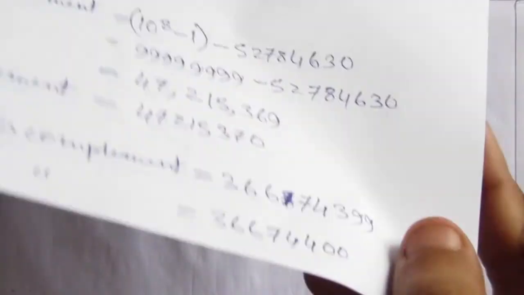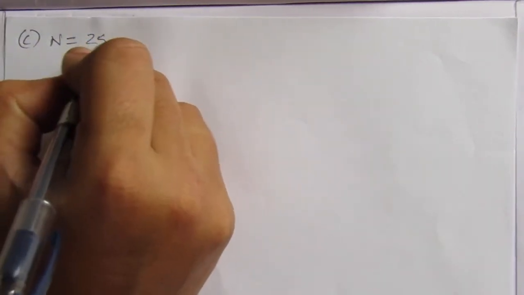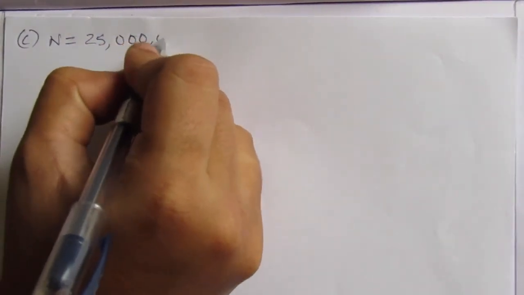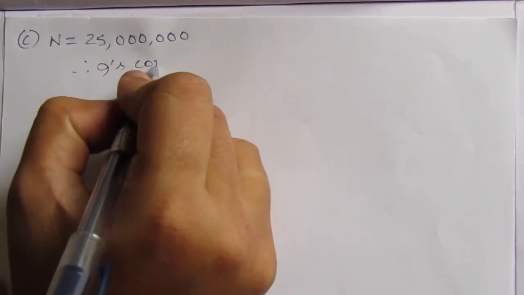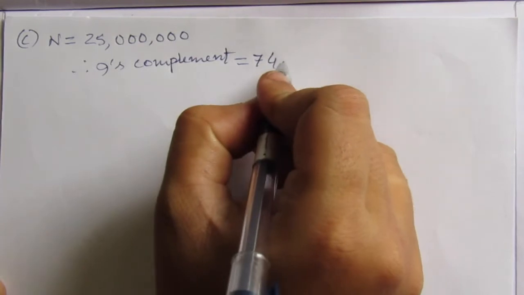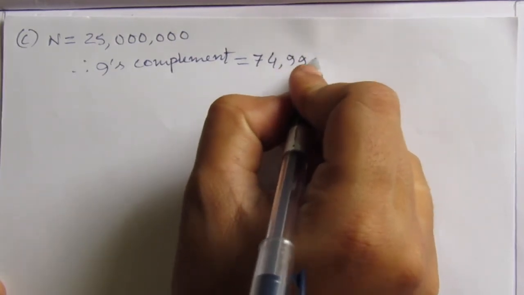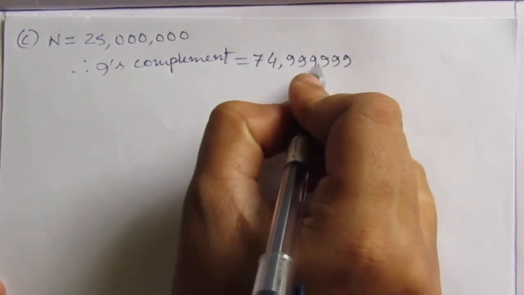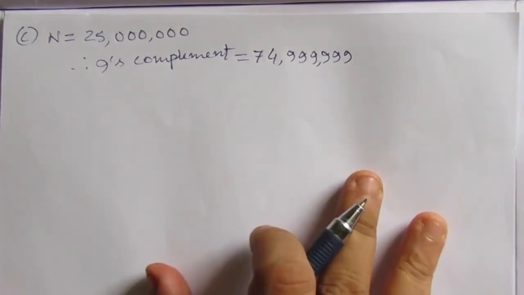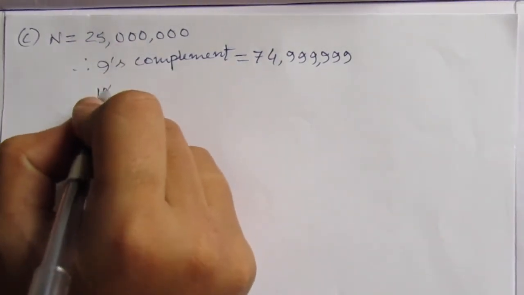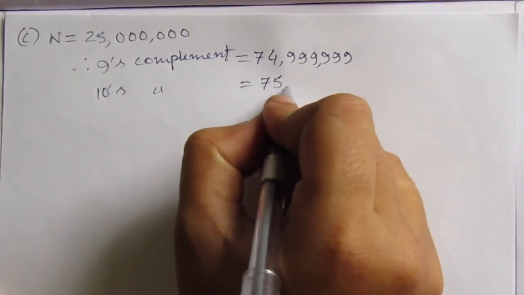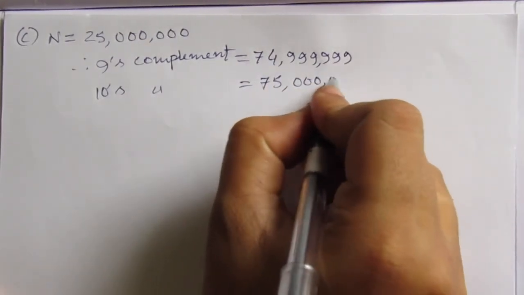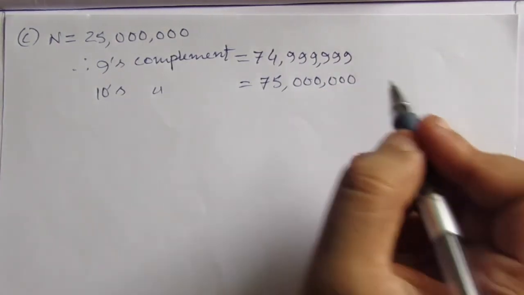And the third problem we have C, N equals 25000000. Therefore the 9's complement equals 74999999. So this is the 9's complement. Then to find the 10's complement, we have to add 1. If we add 1, it will be 75000000. Okay, this is the 10's complement.